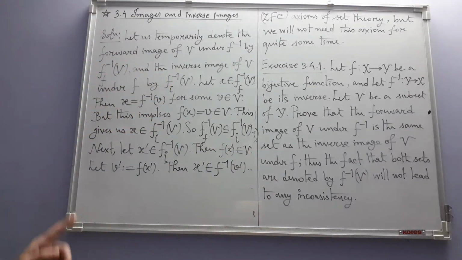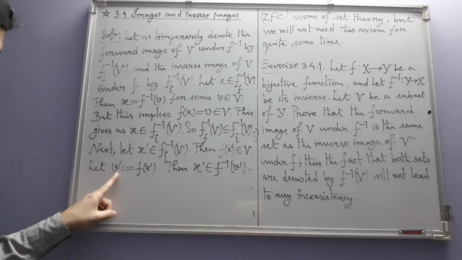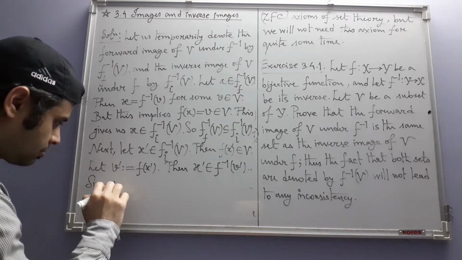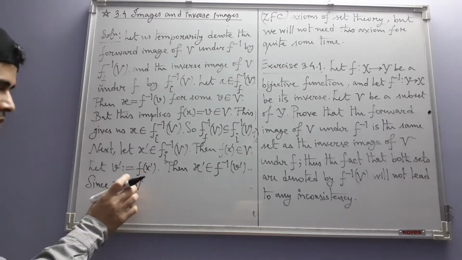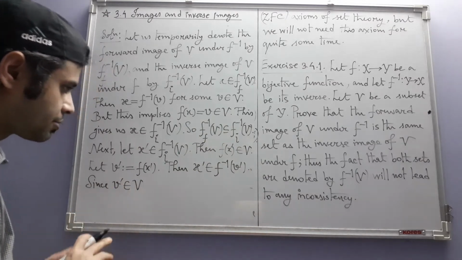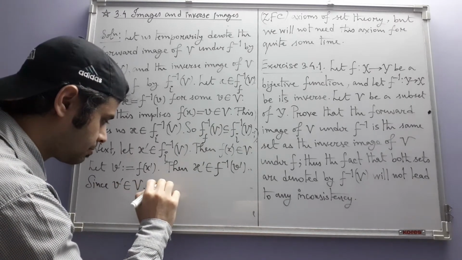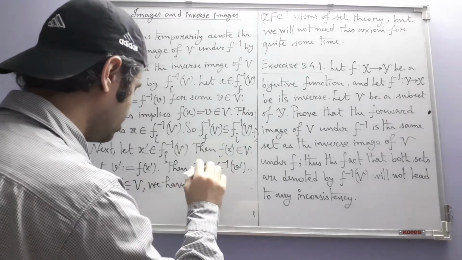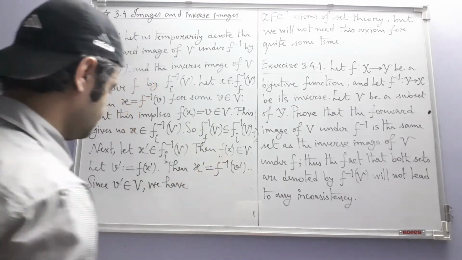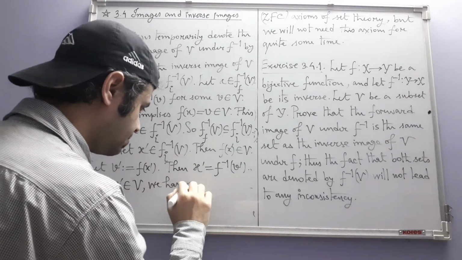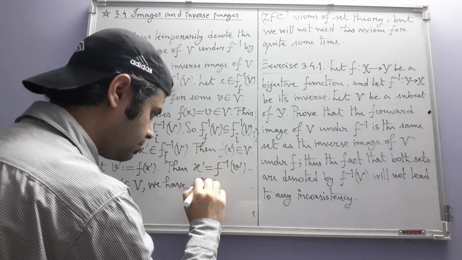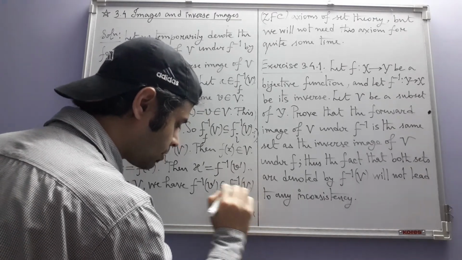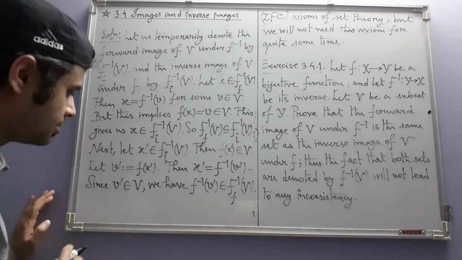Okay. Now note this fact. See, v prime is in the set V. Okay. Now since v prime belongs to V, it's coming from here. Since v prime belongs to V, we have, this is not belongs to, this is equal to. Sorry about that. We have f inverse of v prime belongs to f inverse of V, but what? The forward image.